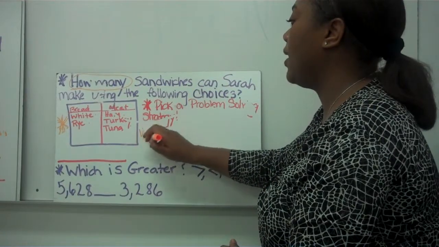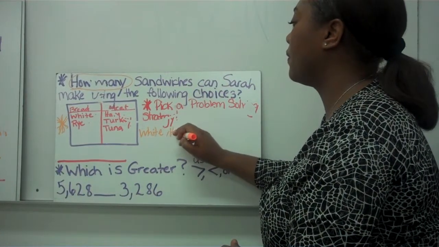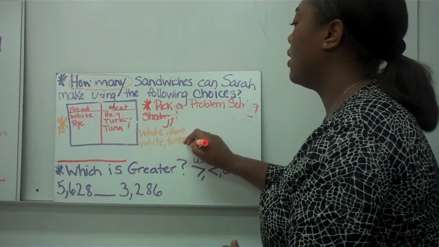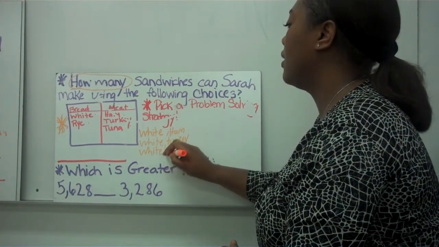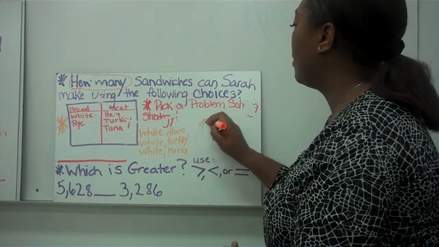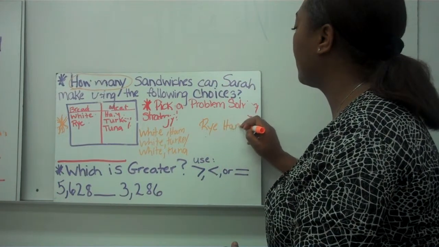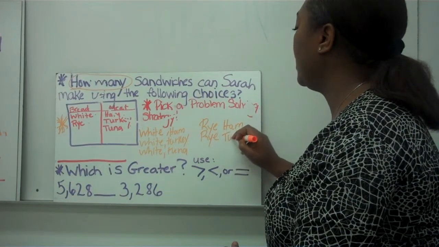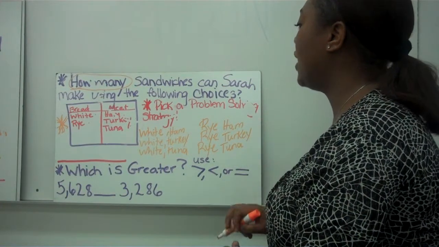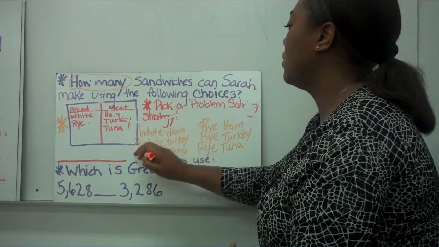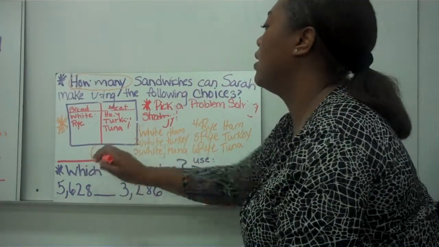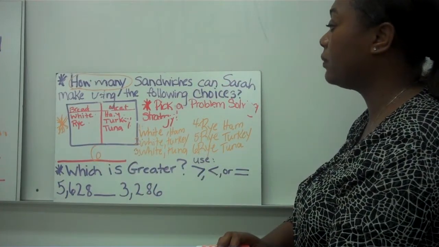Okay, so let's make a list of everything we could possibly have. We can have white bread and ham. We can have white bread and turkey. We can have white bread and tuna. And those are all the choices we can have with white bread. We could also have rye bread with ham, rye bread with turkey, and rye bread with tuna. So altogether we could have 1, 2, 3, 4, 5, 6. We could have a total of 6 choices.